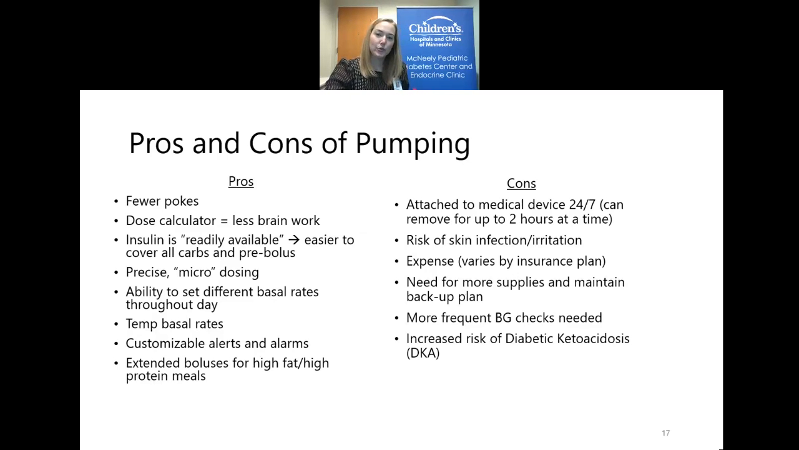And that leads to the biggest con. You are at an increased risk of developing ketones and developing diabetic ketoacidosis, or DKA. And we're going to get into this more in depth in the next couple of slides.